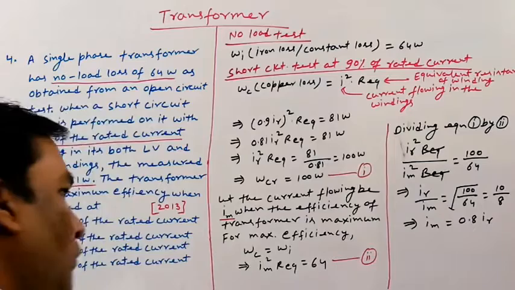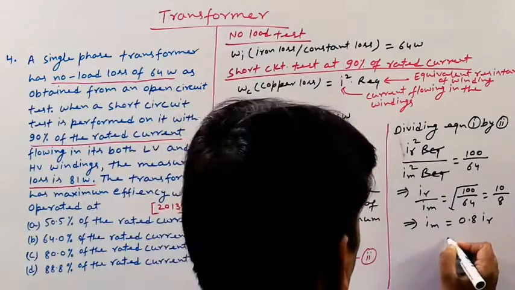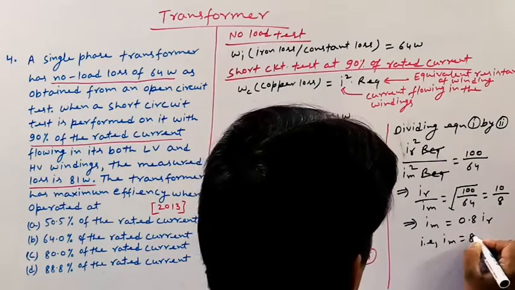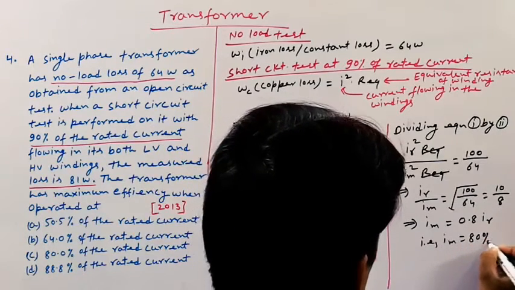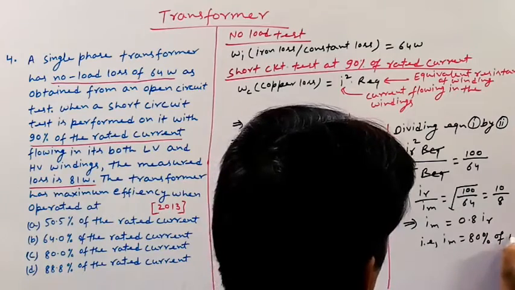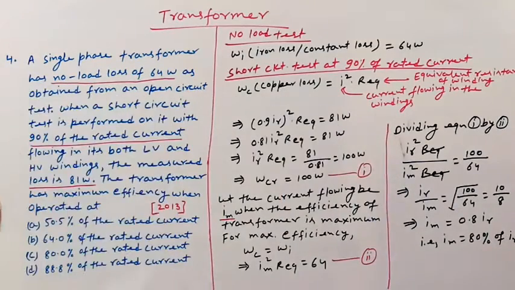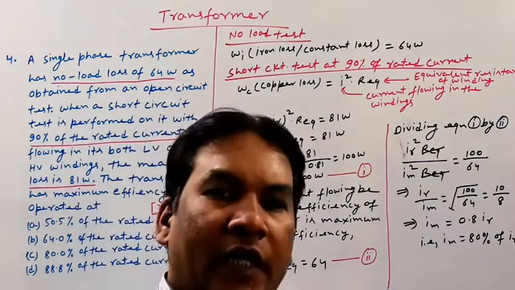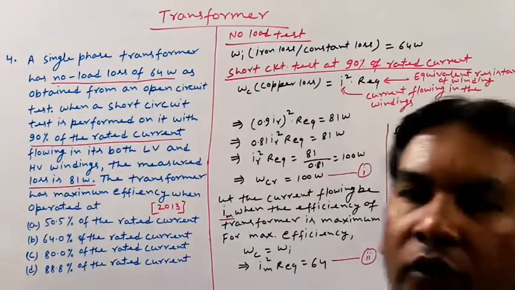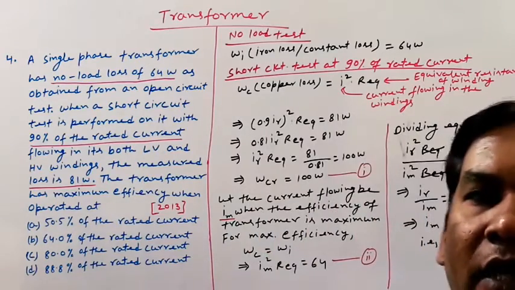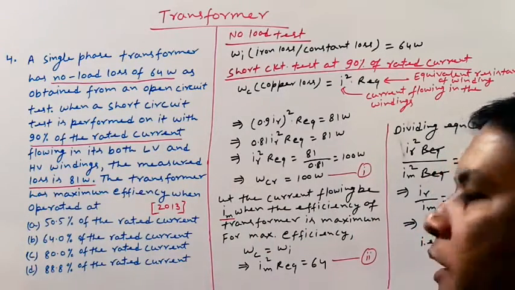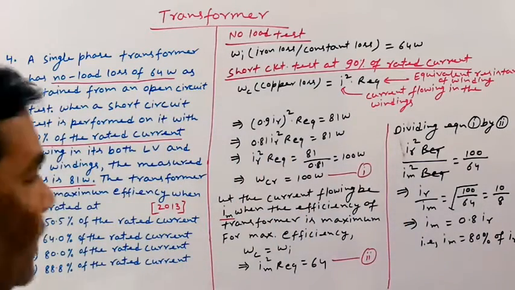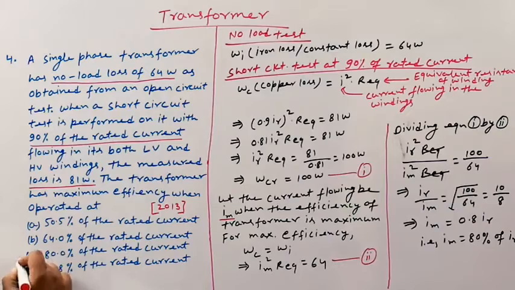That is, I_M will be equal to 80% of I_R, meaning 80% of the rated current. So if the current flowing in the winding of the transformer is 80% of the rated current, then the efficiency of the transformer will be maximum. So which of the given options is correct? Option C is the correct one.